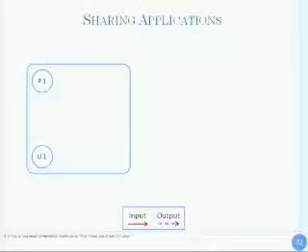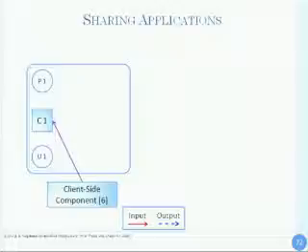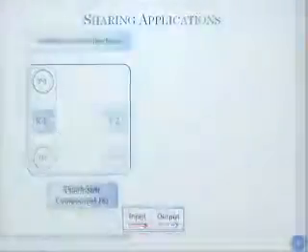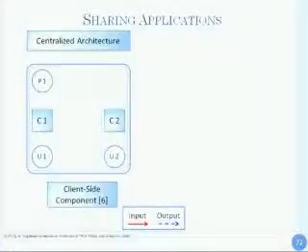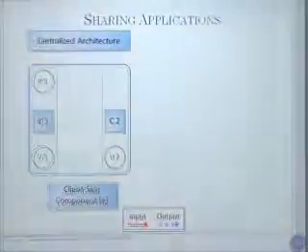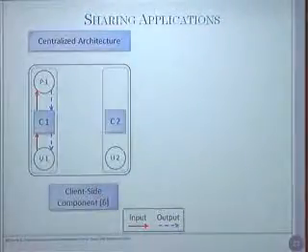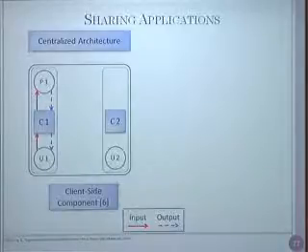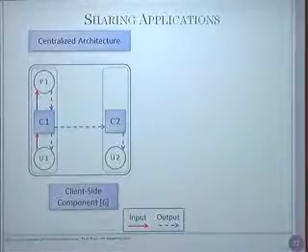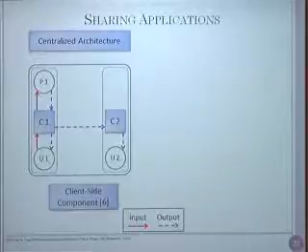To share an application, we somehow have to intercept inputs and outputs. To do so, the system interposes a client-side component on each machine between the user component and the program component. And it does so on all machines. Consider the centralized architecture first. When the client-side component of the master intercepts an input from the local user, it simply forwards it to the local program component. But when it intercepts an output from the program component, it doesn't just send it to the local user interface component, it sends it to the client-side component of all of the slaves, and then all of those client-side components forward the output to their local user interfaces.